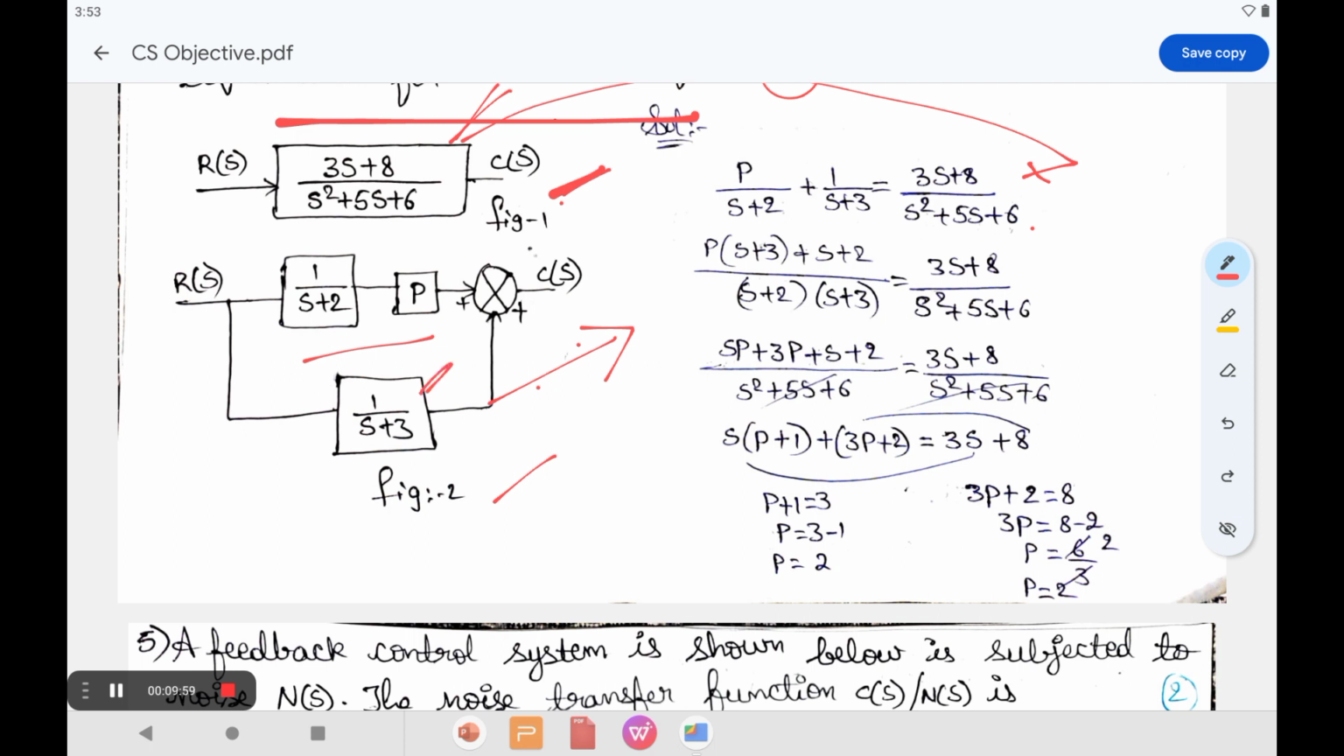So obviously this block is also connected in a parallel configuration. Therefore addition: the product of this one is added with this one. Therefore you will get the overall transfer function, as mentioned here. Okay. At the same time, after that you have to take the LCM for this one. You will get it like this. So these two LCMs get cancelled because both are the same. Therefore from this you will get SP plus 3P plus S plus 2 is equal to 3S plus 2.